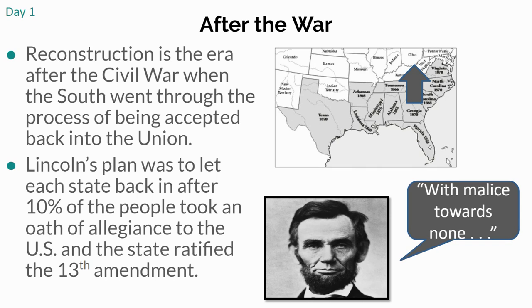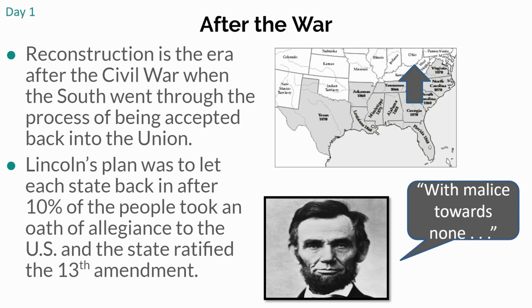So this isn't just about how do we rebuild cities and how do we rebuild plantations. It's about how we rebuild our nation. So Lincoln, we talked about this in our Civil War unit in the recap. Lincoln's idea was to get people back into the Union as quickly and as easily as possible. His plan was to make it as easy as possible for the South to re-enter the Union with a few rules that they had to follow.